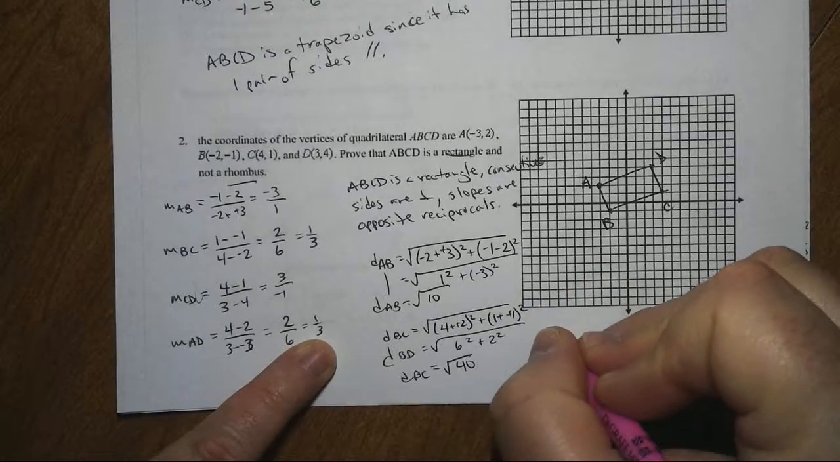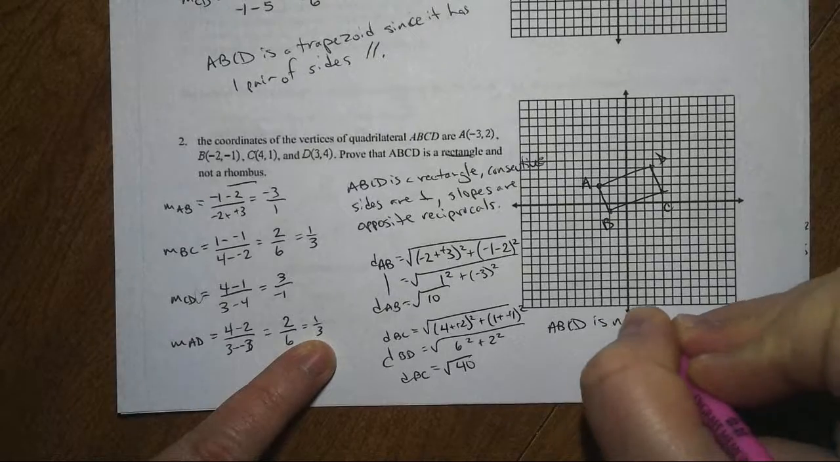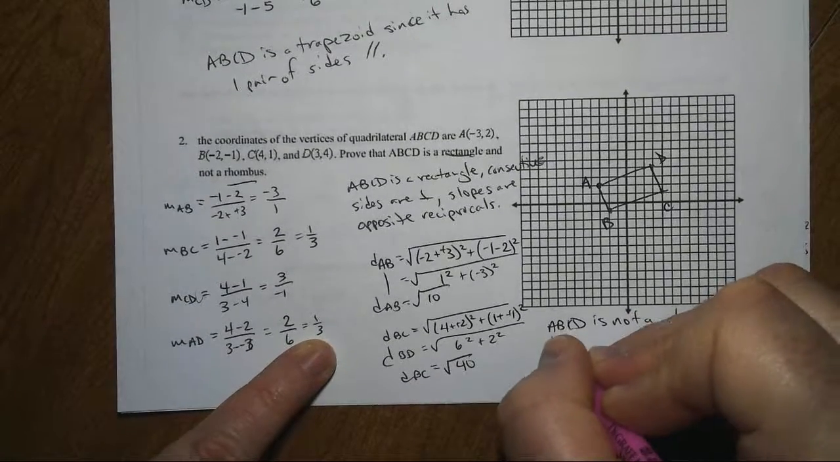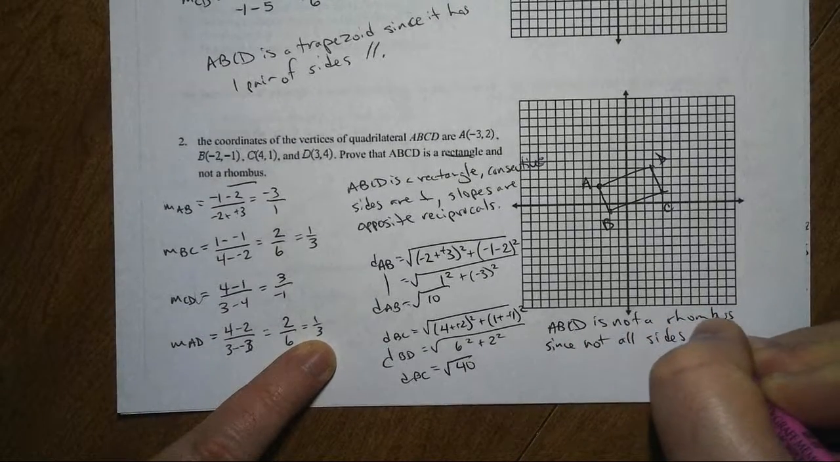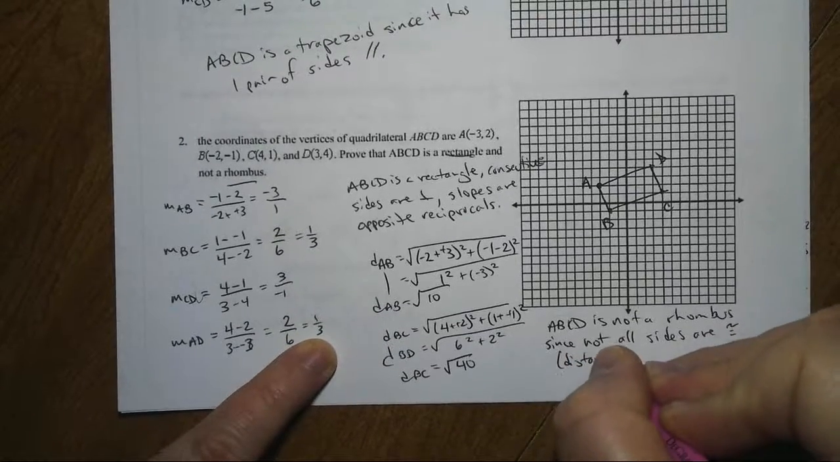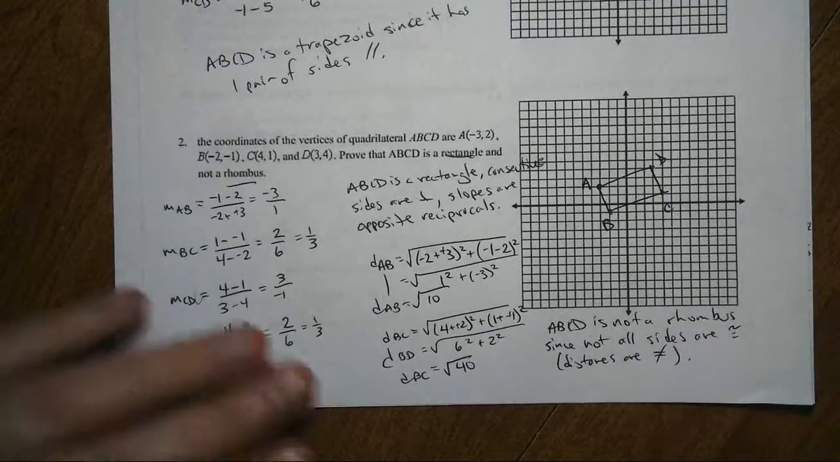And so we can say ABCD is not a rhombus since not all sides are congruent. And we can just say distances are not equal. And that's enough. That's it.